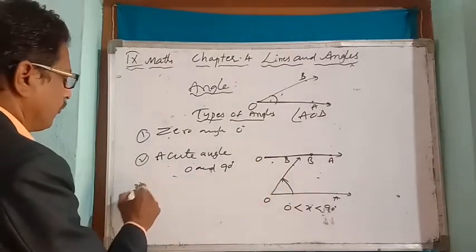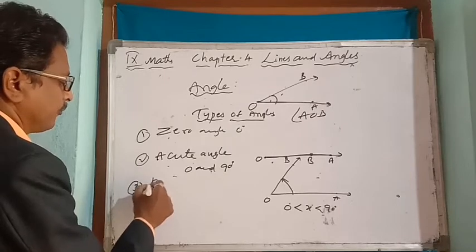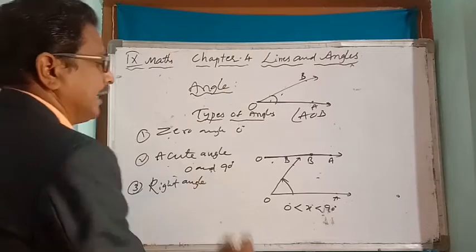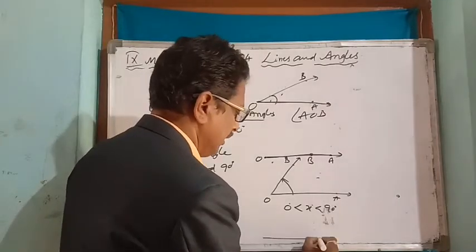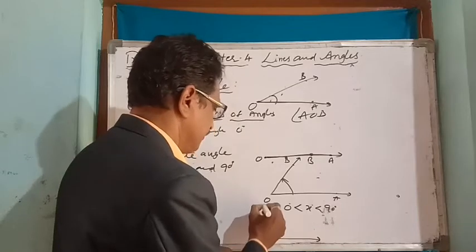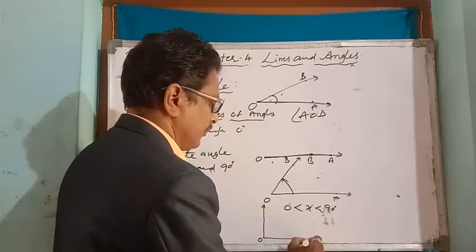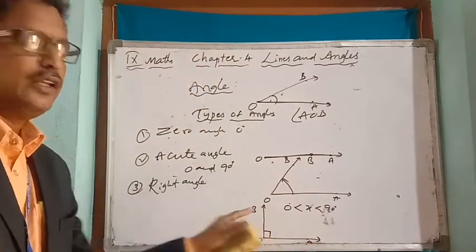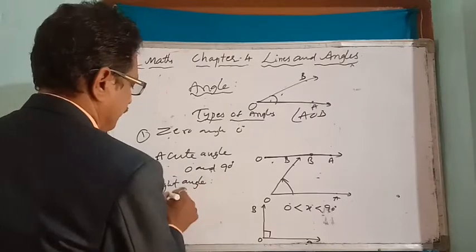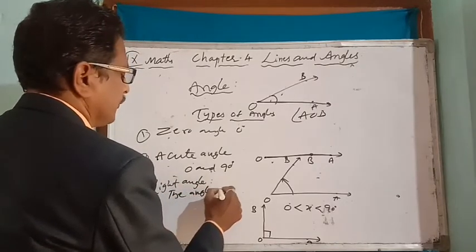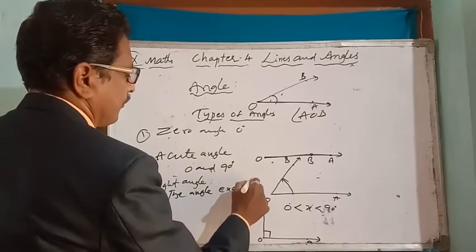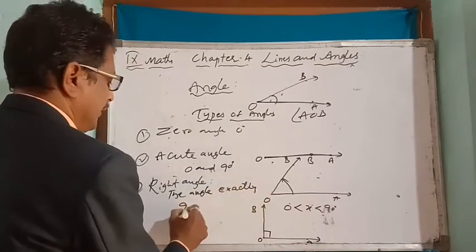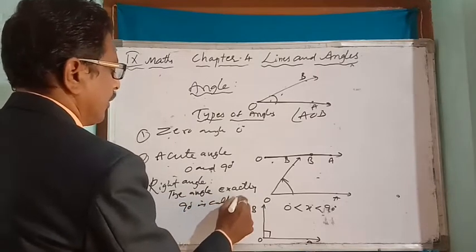Next, one more, the right angle. You know what a right angle is? The angle exactly 90 degrees. Here B. The angle of exactly 90 degrees is called a right angle.